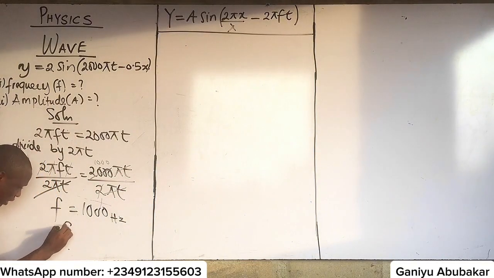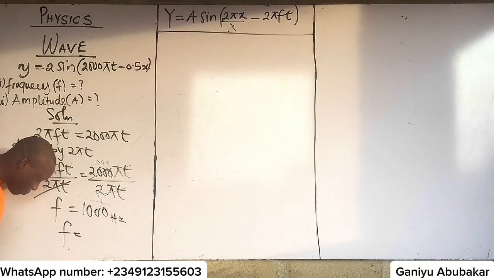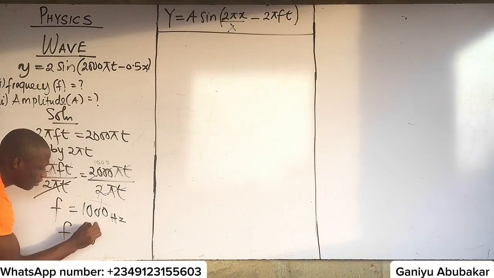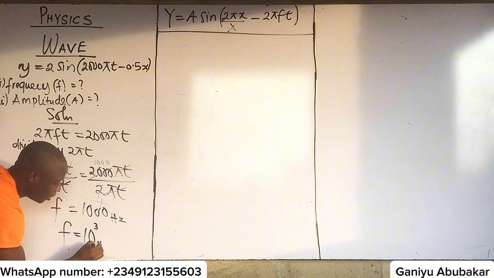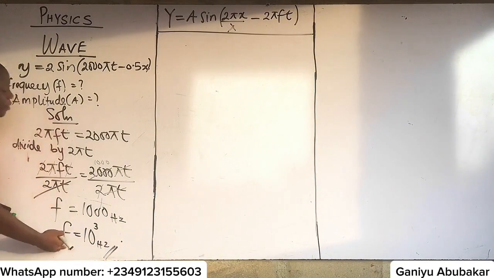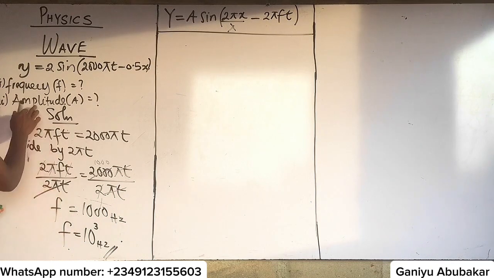Or perhaps you can say that frequency is equal to 10 to the power 3 Hz, right? This is the answer for finding frequency. So let's get the second one, the amplitude.